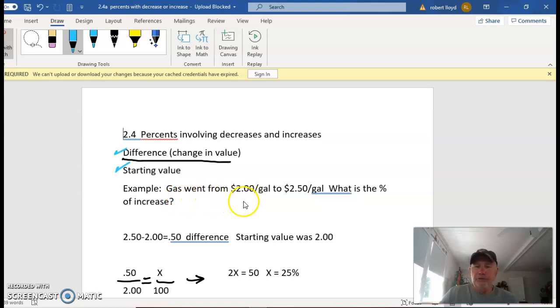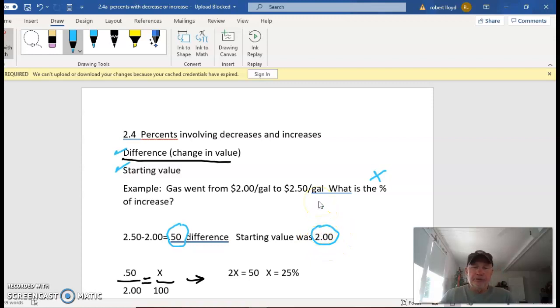Gas went up from $2 a gallon to $2.50 a gallon. What was the percent of increase? So this is going to be our X. We first find the difference, which was 50 cents. And the starting value is $2.